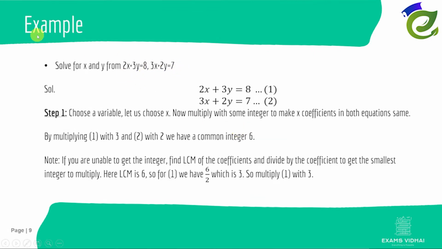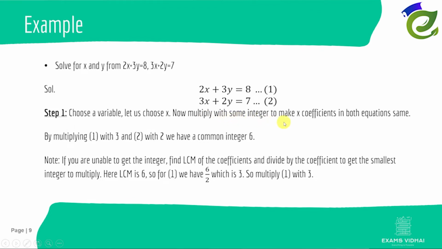Now let's see an example to understand the previous slide. The question is to solve for x and y from 2x plus 3y equals 8 and 3x plus 2y equals 7. So equation number one is 2x plus 3y equals 8, and the second one is 3x plus 2y equals 7. Step one is to choose a variable. I'm going to choose the variable x.